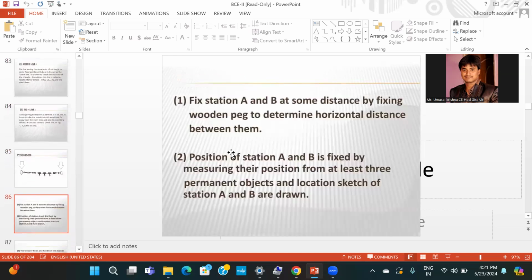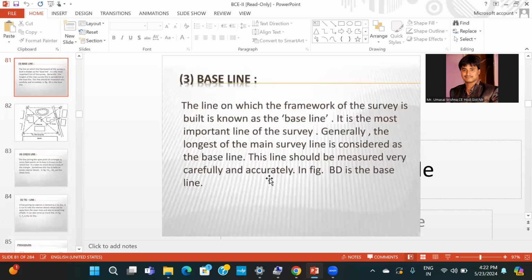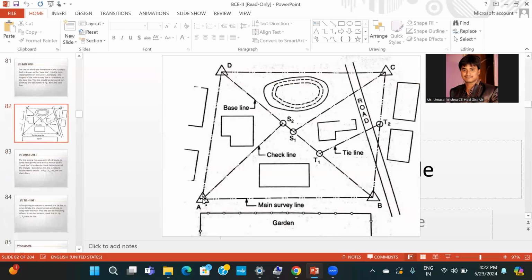We will fix these stations A, B at some distance by placing pegs, whether wooden pegs or iron pegs, to determine the horizontal distance between them. The positions of A and B are fixed by measuring their positions with respect to at least two or three permanent objects. The follower holds one handle of the chain in contact with the peg at station A. The leader takes the other handle of the chain, arrows and ranging rod and walks in the forward direction, dragging the chain with him.